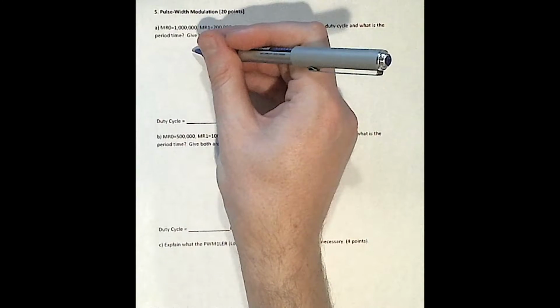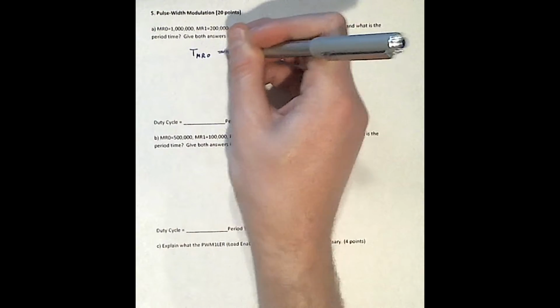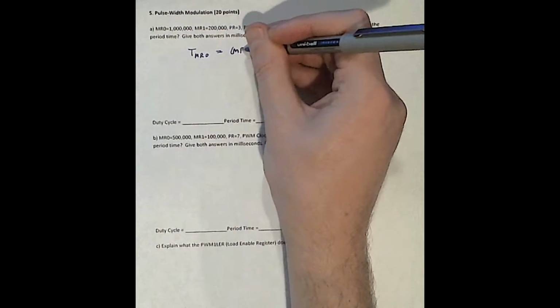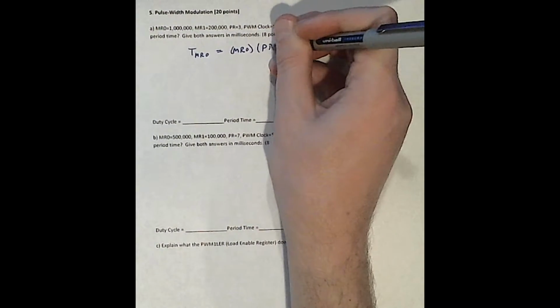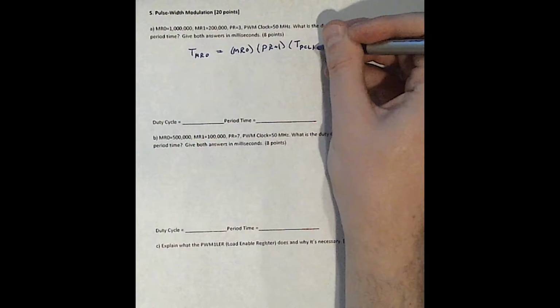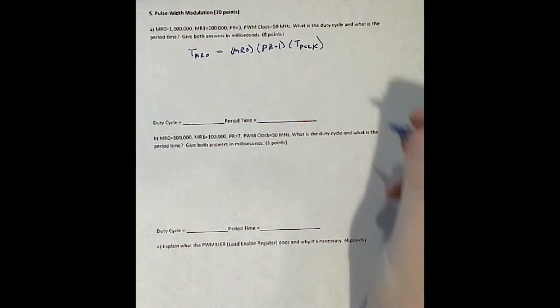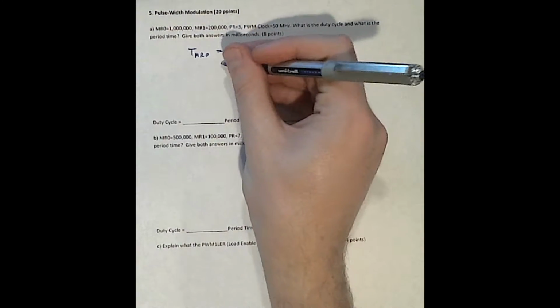Okay, on to problem number 5 on pulse width modulation. Here we're just asked to calculate the duty cycles and period times, and I'll give a couple different methods to do that. We're going to calculate our T MR0 first, and that's MR0 times PR plus 1 times T PCLK. That's always going to be the formula for MR1 and MR0. And we're just going to plug and chug here.